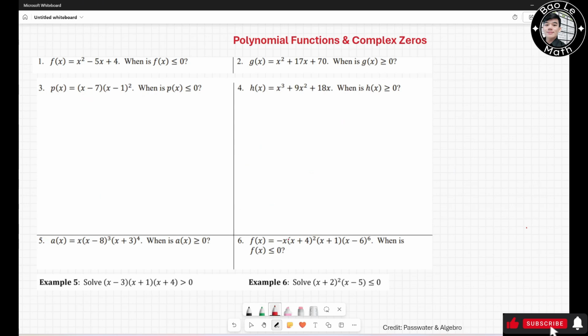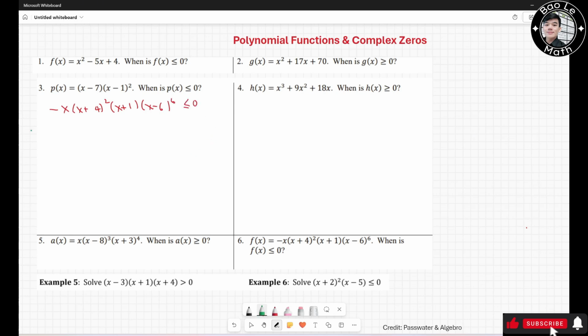Now let's take a look at number 6 right here. So we need to solve for negative s times (s plus 4) squared times (s plus 1) times (s minus 6) to the power of 6 less than or equal to 0.